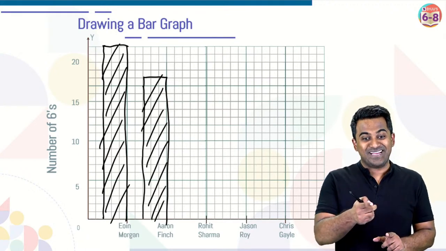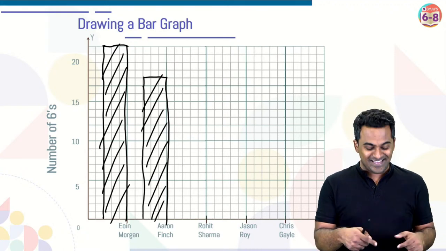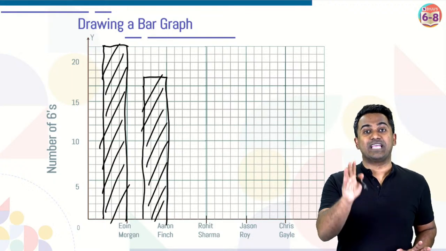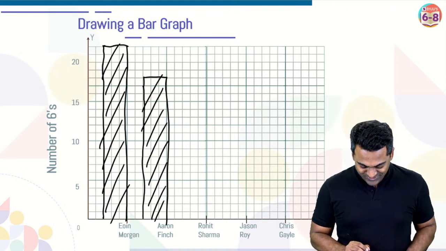Yes, I know my line is not straight, is what Shruti says. Come on, Shruti, give me some slack. I'm not using a ruler here, so my lines are not going to be straight. But when you draw it, your lines have got to be straight. So use a ruler, right? I'm sure you understood that.